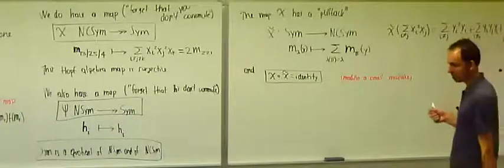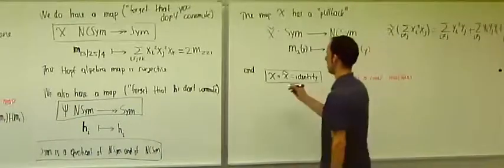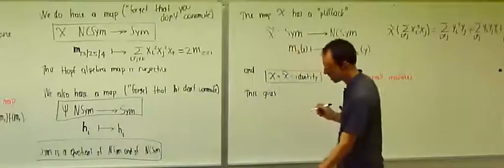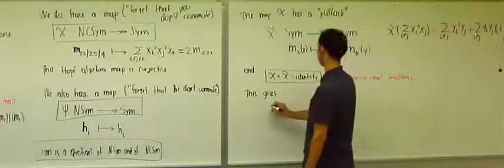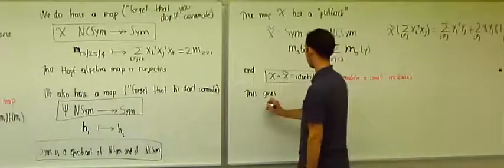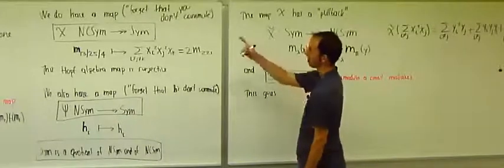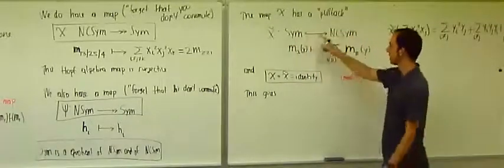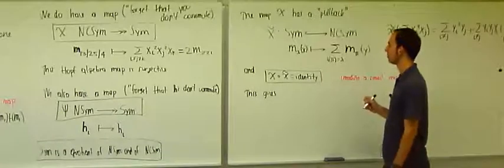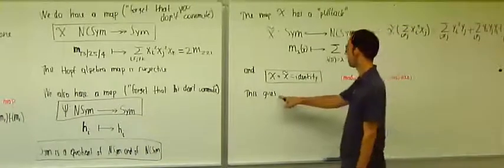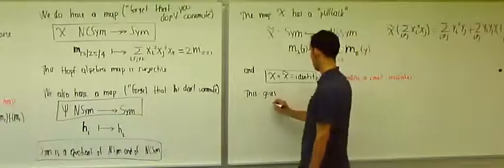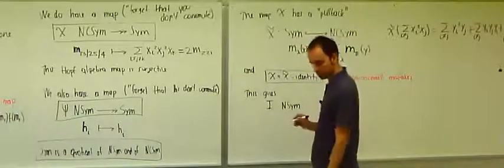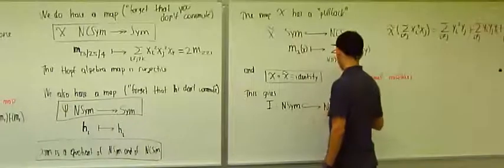Okay, so what's the point? The point is that this gives me a map. By the way, because that was a surjection, this is going to be an inclusion, and that's what this little thing means. This is an inclusion. And so I'm going to get an inclusion of NSym into NC-SYM.